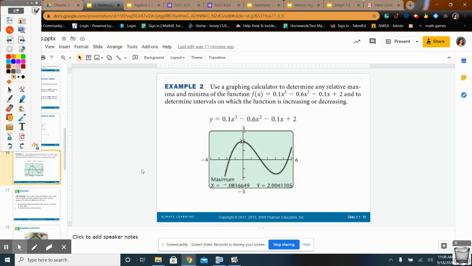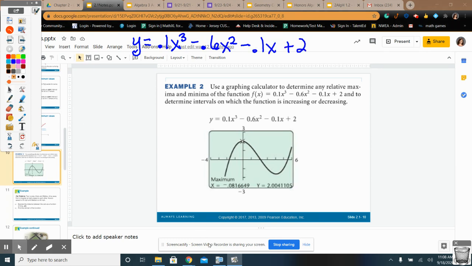So here's the calculator problem we're talking about. It's going to ask us to use our graphing calculator to find the relative max and minimum and to determine where it's increasing or decreasing. So what you're going to do is type it into your calculator. There's a lot of decimals here. I'm going to write it down here so I can get to it in a minute. 0.1x cubed minus 0.6x squared minus 0.1x plus 2.